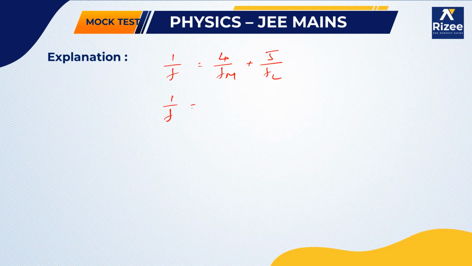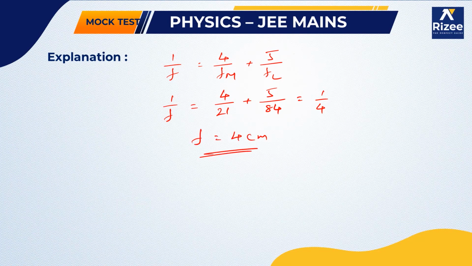So 1 by f is equal to 4 times 1 by 21 plus 5 times 1 by 84. On solving this, you will get 1 by 4. So focus f is equal to 4 centimeters. At this particular distance your final image will be forming, because your rays are paraxial rays. So the focus will be the location of the final image.